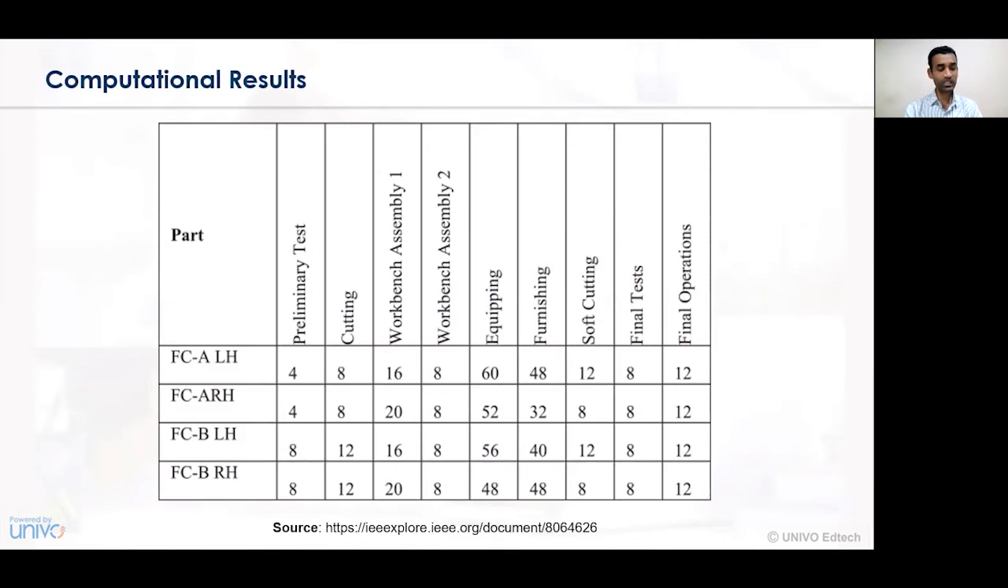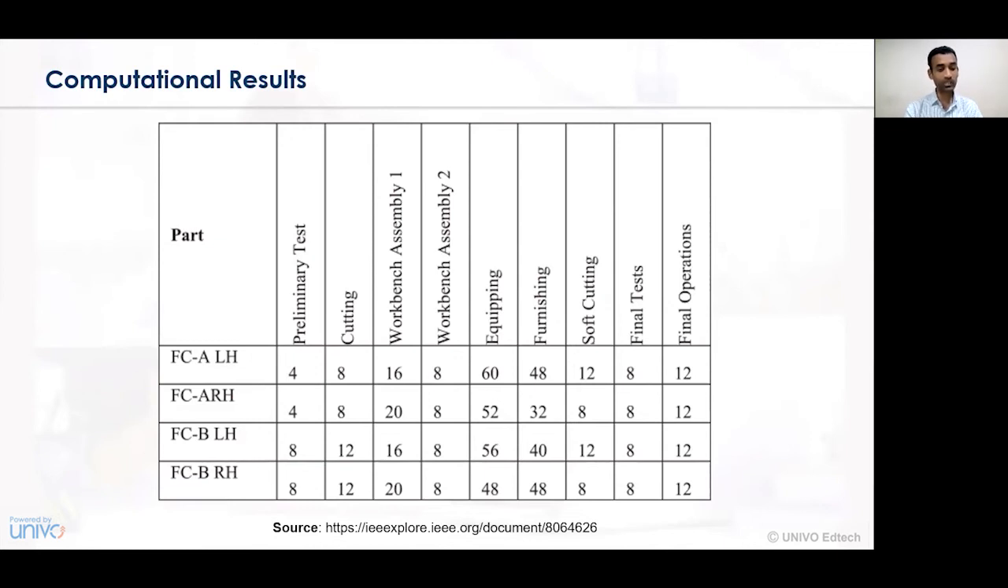Now let's understand the various computation results on the basis of implementation of various concerns, as to how the preliminary activities are changing. So as per the calculations, this part shows the preliminary testing, the cutting activity, the workbench assembly 1, the workbench assembly 2, the equipping, the furnishing, the soft cutting, the final testing, and lastly the final operations. And the activities FCALH, FCARH, FCBLH and FCBRH are shown in this diagram, wherein different variations in values and quantities can be seen in each column or row.